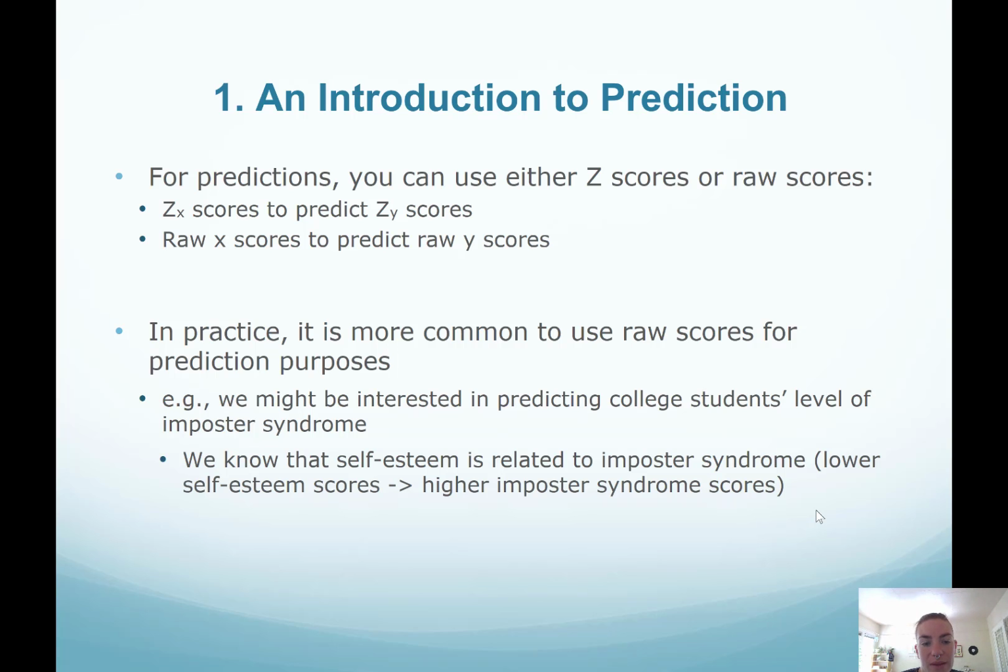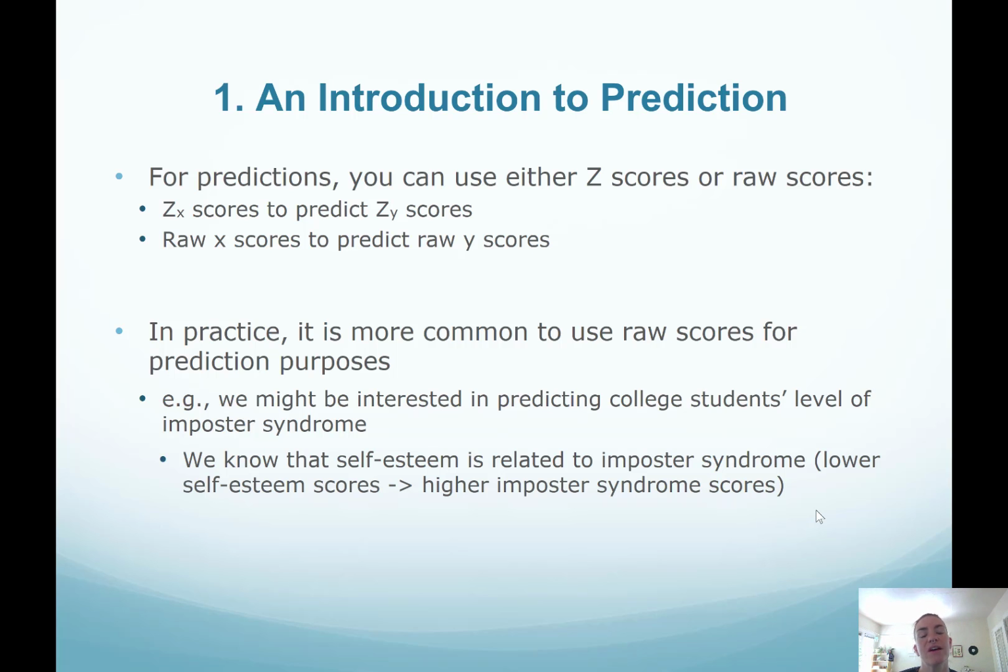So for example, and this is the example that we'll stick with for this lecture, we might be interested in predicting college students' level of imposter syndrome. If you haven't heard of imposter syndrome, it's really common, especially in academia, especially among students. Maybe you've experienced it yourself. It's basically a feeling where you think, I'm not good enough to be here. I'm not as smart as all of my peers. I'm not as smart as all these people around me. It must be an accident that they let me be here, and someday I'm going to be found out. And so then you work extra hard and you try to do your very best to not be found out as an imposter in your environment.